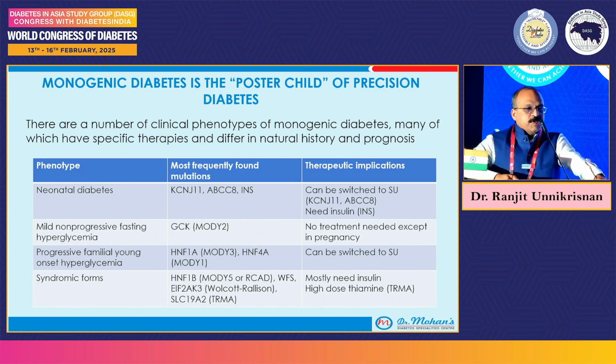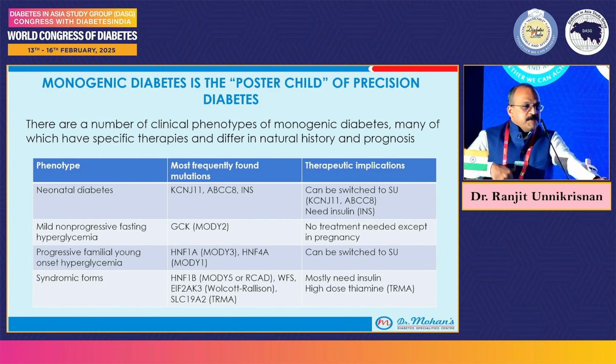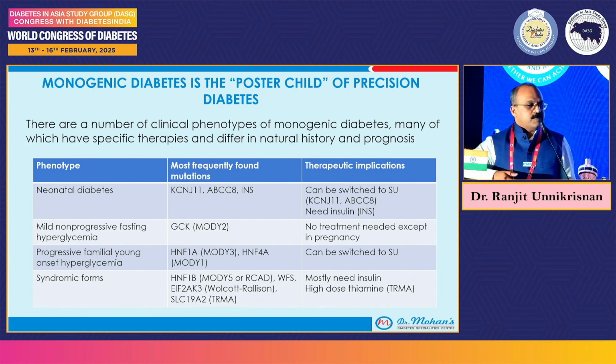The glucokinase MODY or MODY2, maturity onset diabetes of the young type 2, is mild hyperglycemia caused by defective glucose sensing in the beta cell, and these people can be taken off treatment unless they are pregnant. The transcription factor MODY is HNF1 alpha, HNF4 alpha. They respond very well to low dose sulfonylurea, and those of them who have been mistakenly diagnosed as type 1 diabetes, you can actually shift them from insulin to sulfonylurea. In the syndromic forms of diabetes, so many syndromes are there. Mostly they need insulin, except this peculiar form of diabetes known as thiamine responsive megaloblastic anemia or Rogers syndrome, which responds to high dose thiamine.